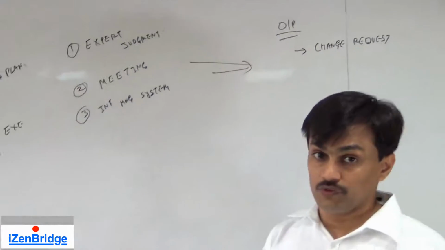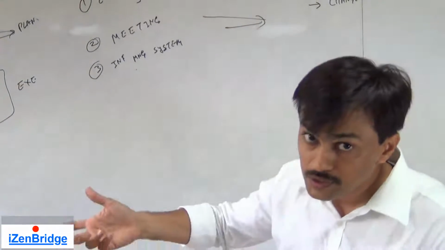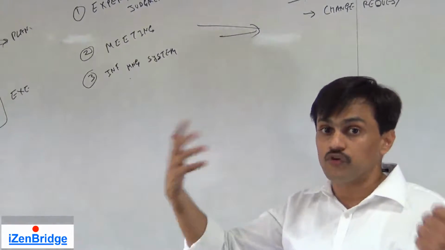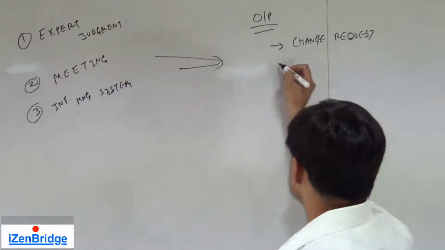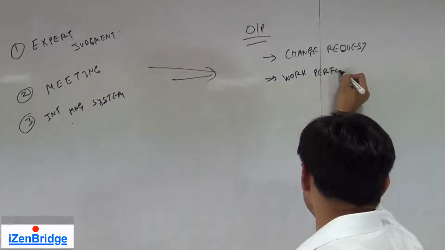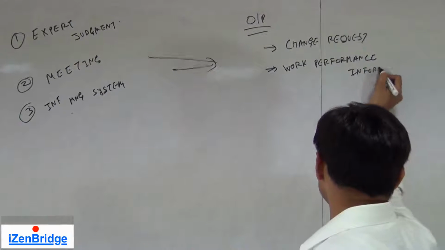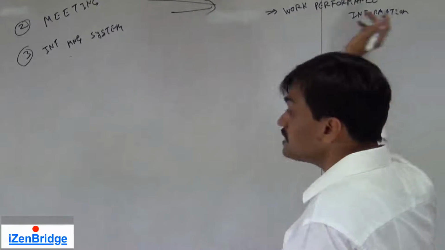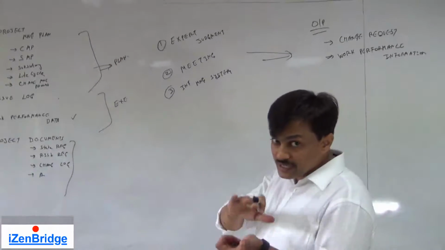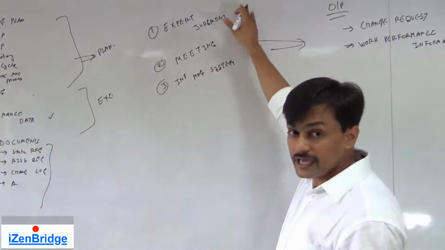What other output can we expect from a process of the monitoring and controlling process group? The second output which always comes from this process group is work performance information. So we get work performance information, where we are converting the work performance data into information by way of putting some variance analysis, by showing some level of trend for this particular knowledge area.